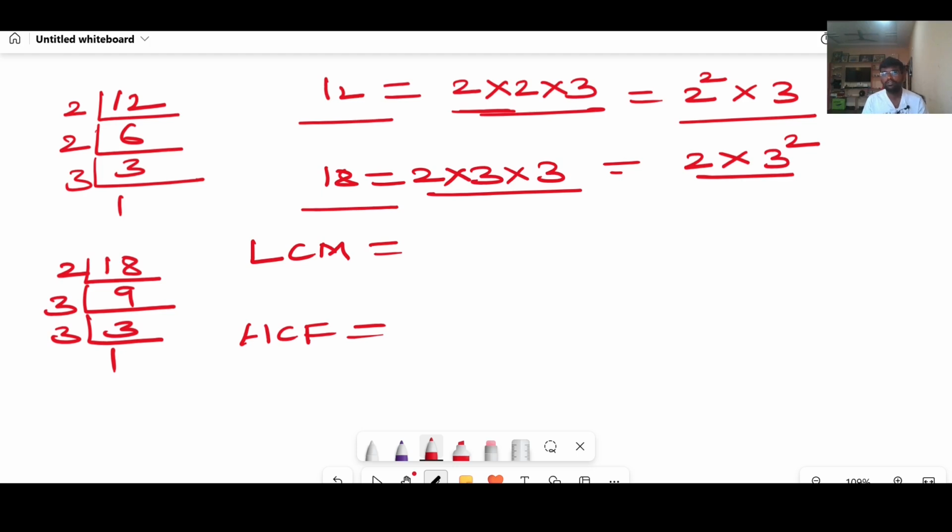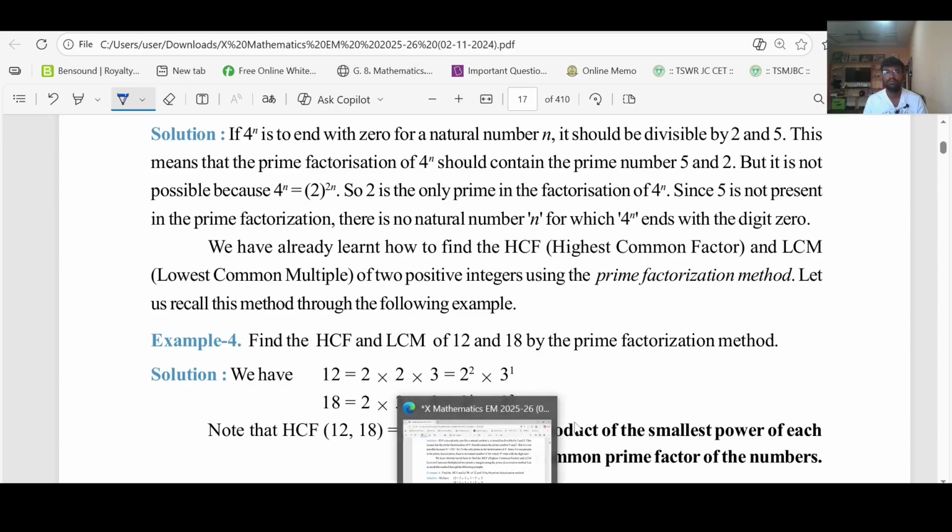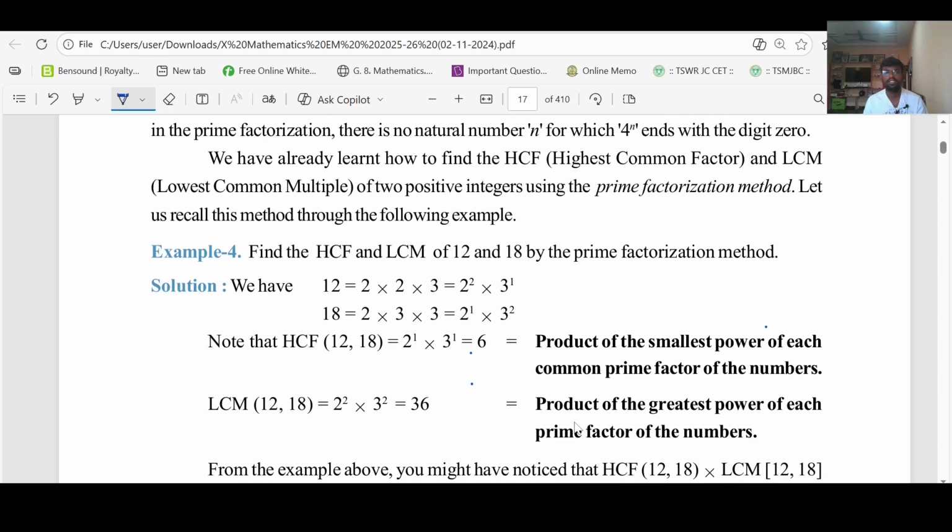Right, here we have 2 as a common factor, right? 2 as a common factor. Look at here, you will understand: product of the smallest power of each common prime factor of the numbers. Smallest power, when you write the exponential form of the prime factors, you will get powers, right? Product of the smallest power of each common prime factor of the numbers. This is HCF, and LCM is the product of the greatest power of each prime factor of the numbers.